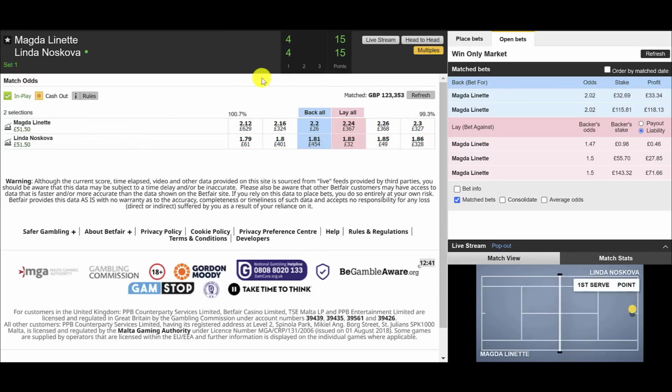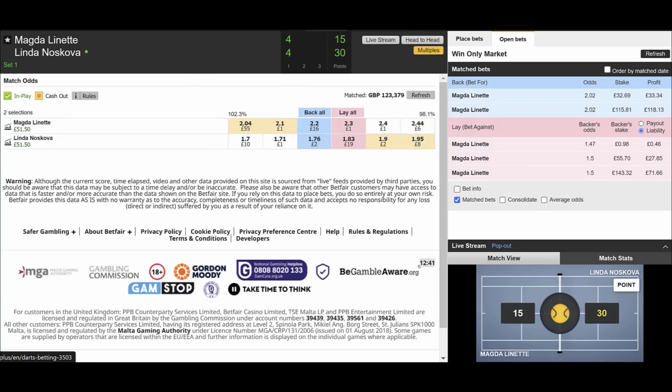Linette was, what was it, 3-1 up? I can't even remember now. But anyway, it's leveled at 4-4 in the first set.